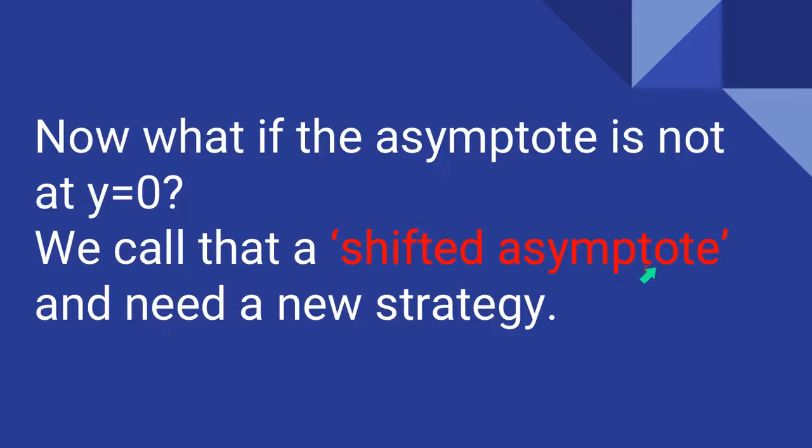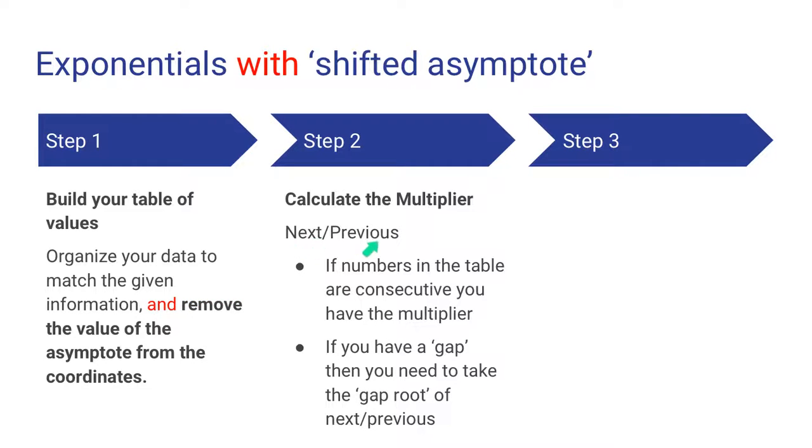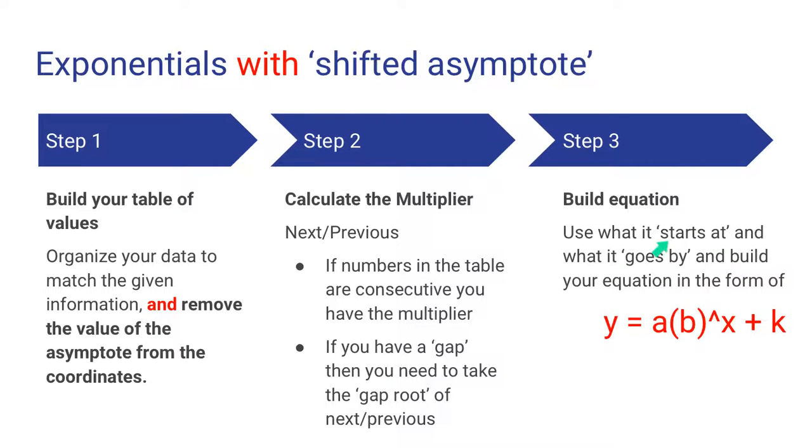Then we call it a shifted asymptote, as in it's shifted away from 0 and it's up the graph somewhere. So those we're going to do a very similar 3-step process. We're going to build your table of values. You're going to organize your data, but you're going to remove the values from the asymptote, from the coordinates, so that you can then do the proper math, because then you can calculate the next divided by previous. If the numbers in the table are consecutive, you have the multiplier. If there's a gap, you're going to do the gap root again of next divided by previous. And then finally, you'll put it together of what it starts at, what it goes by, but you will have the constant or the plus k at the end. And we'll talk about where that comes from.